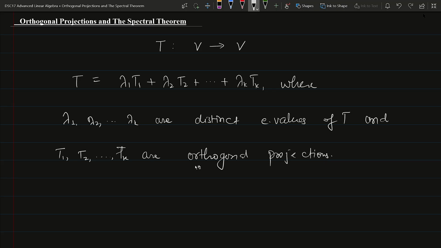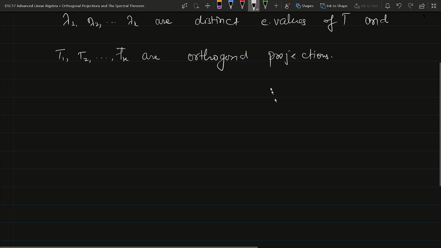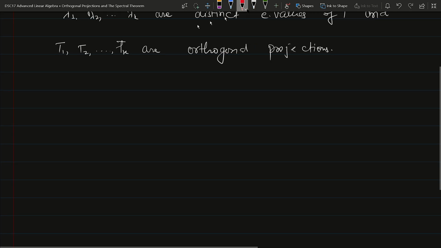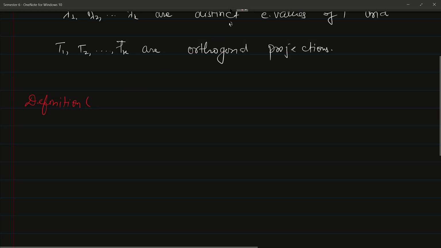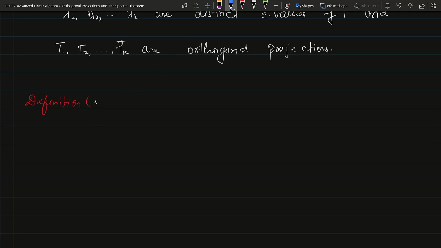ओके तो सबसे पहले हम ऑर्थोगोनल प्रोजेक्शन की डेफिनेशन के बारे में समझेंगे. सिंस एवरी ऑर्थोगोनल प्रोजेक्शन इज अ प्रोजेक्शन इटसेल्फ, तो सबसे पहले हम प्रोजेक्शन के बारे में पढ़ते हैं, उसके बाद हम ऑर्थोगोनल की डेफिनेशन पर आएंगे. ठीक है, सो लेट मी स्टार्ट दिस लेक्चर बाय द डेफिनेशन, and this definition is about the projection.